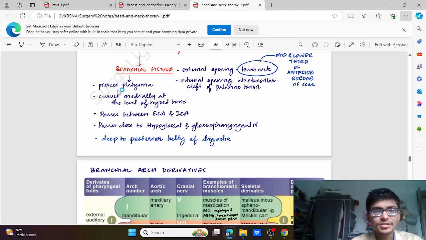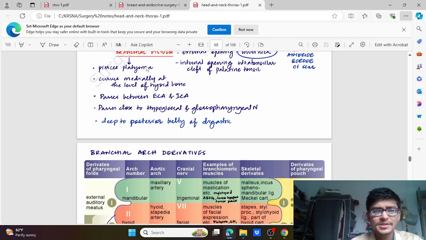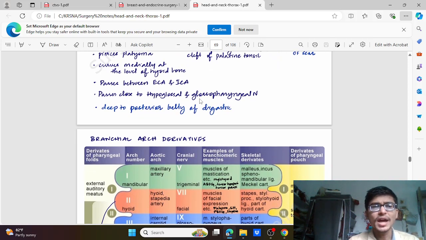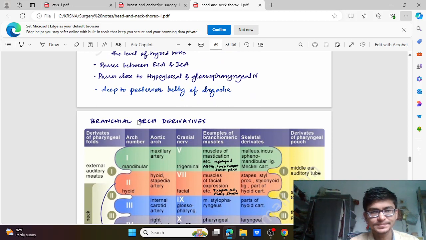Then the branchial fistula, how does it proceed? It pierces the platysma, curves medially around the hyoid bone, and passes between the external carotid and the internal carotid. Also, it passes close to the hypoglossal, glossopharyngeal, and the spinal accessory nerve, that is the 11th cranial nerve. It lies deep to the posterior belly of the digastric.